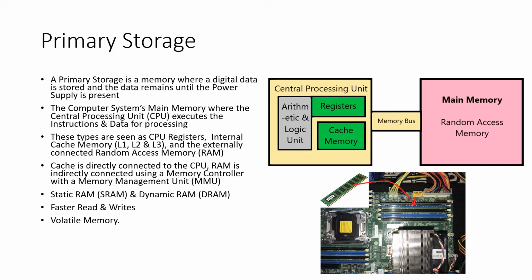These types are seen as CPU registers, internal cache memory, L1, L2 and L3, and the externally connected random access memory, RAM. Cache is directly connected to the CPU, RAM is indirectly connected using a memory controller with a memory management unit, MMU. For examples, we have static RAM called SRAM and dynamic RAM called DRAM. These memories have faster read and writes. These are called volatile memory because the data is lost after power is removed from the device.